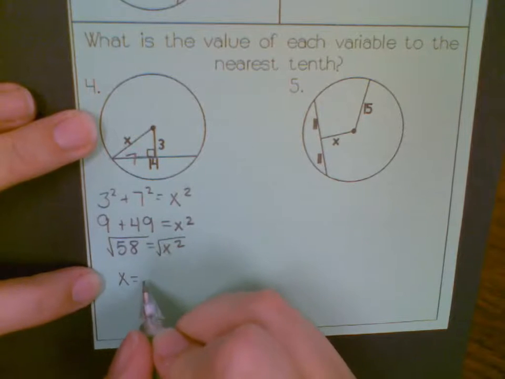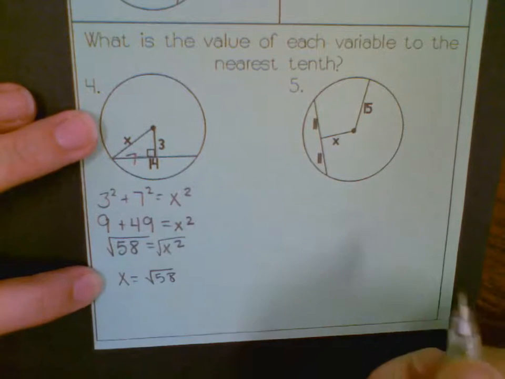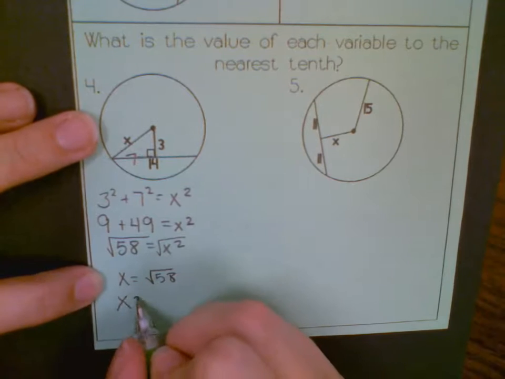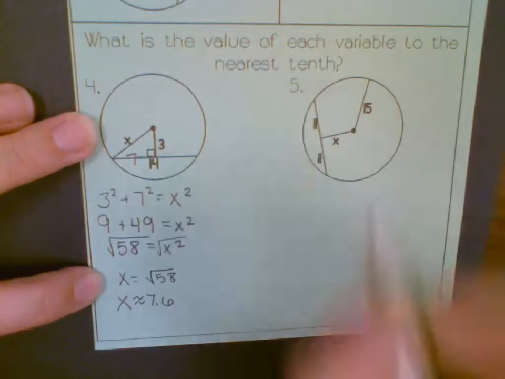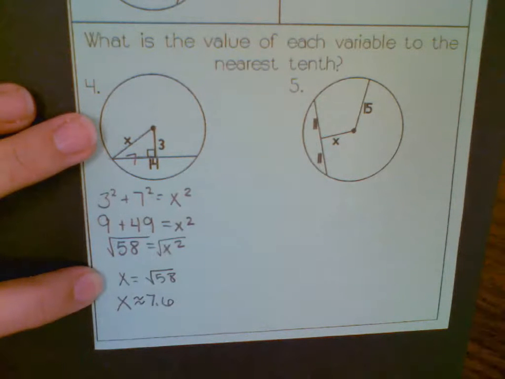So x would equal the square root of 58, which is approximately 7.6, because it said to round to the nearest tenth. So you can type that in your calculator and get your answer.